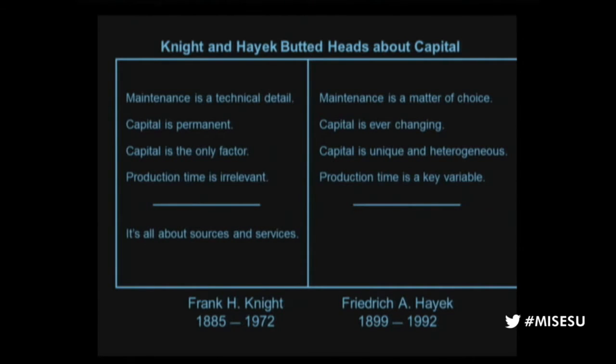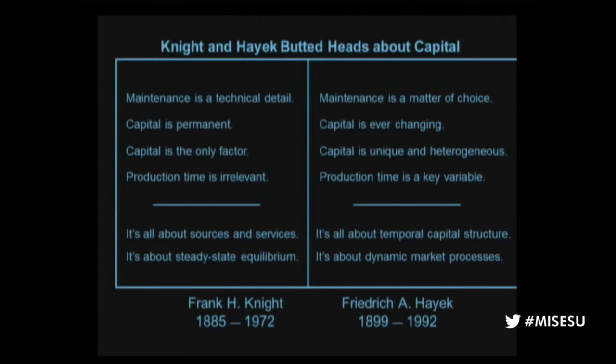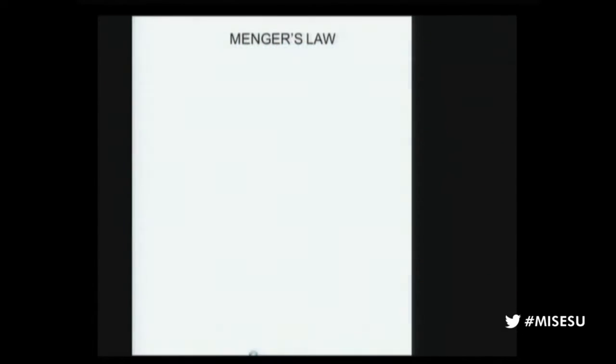according to Frank Knight, it's all about sources and services. According to Hayek, it's about a temporal capital structure and the sorts of consumption goods that can create. It's about steady state equilibrium, as in the forest, it doesn't change. No, it's about dynamic market processes that guide production decisions in accordance with consumer preferences. A big difference.